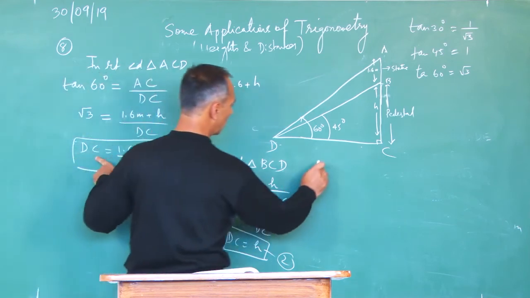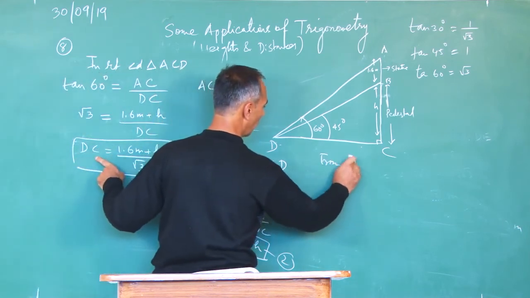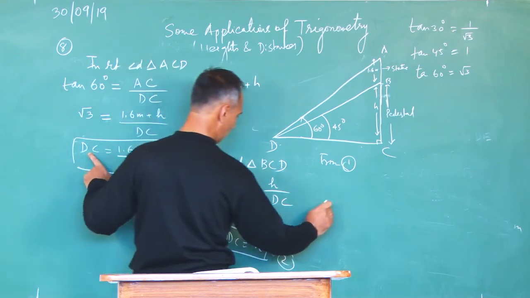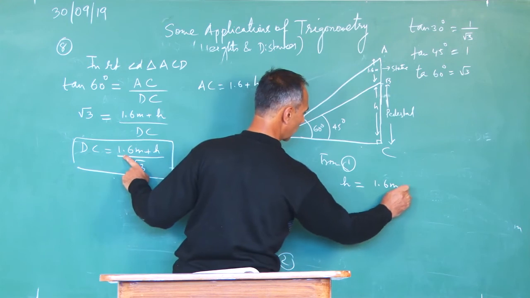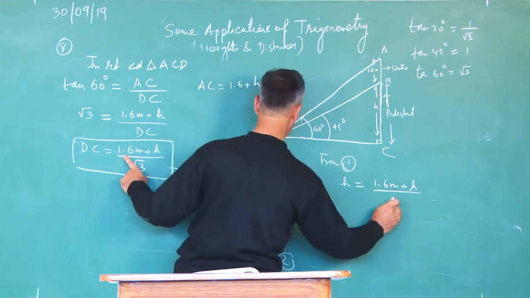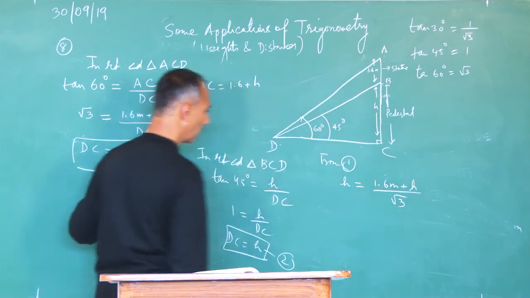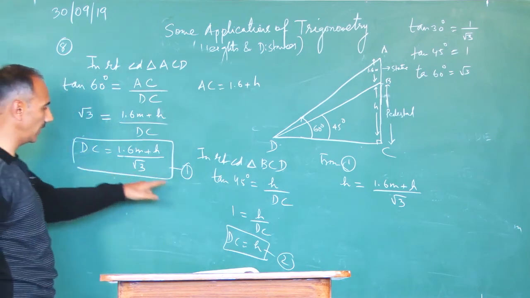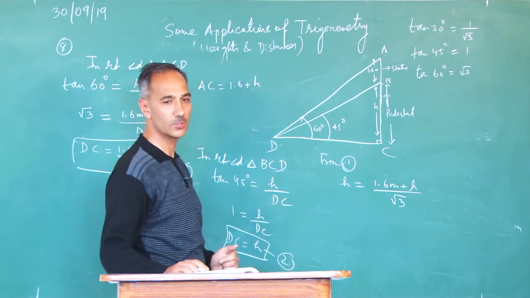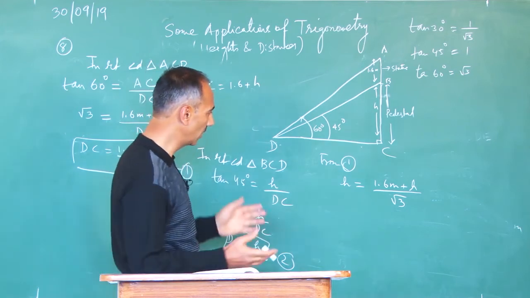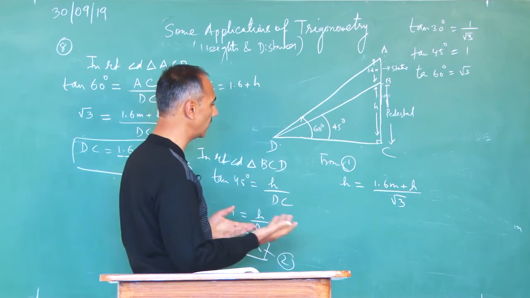That means from 1, what we have from 1, DC. H is equal to 1.6 meters plus H upon square root 3. You replace this DC by H. So you get a single equation in terms of a single variable, that is H. Now solve this to get the value of H, and that's the answer.